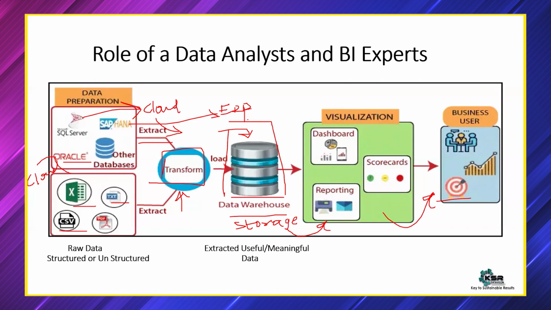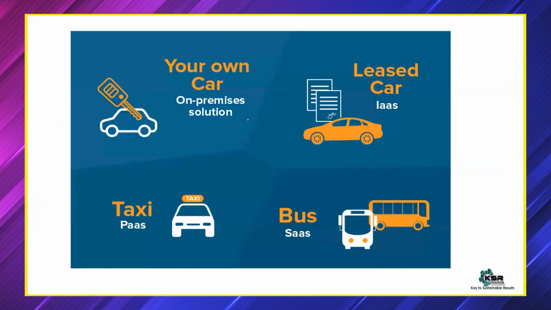Now, till now, we have seen the importance of a cloud. Where do we use a cloud? How is cloud important? But to get started, what is the exact infrastructure of a cloud? Let me take an example of a car. If you own a car and you want to travel, that means you have your own on-premise solution. You are managing that car and you can drive it. Now, if you take a leased car, it is called IaaS. What do we mean by IaaS?